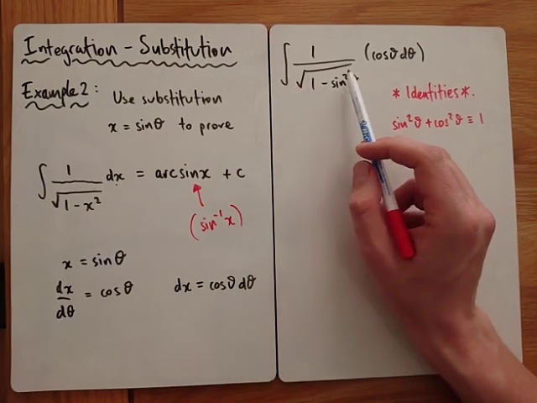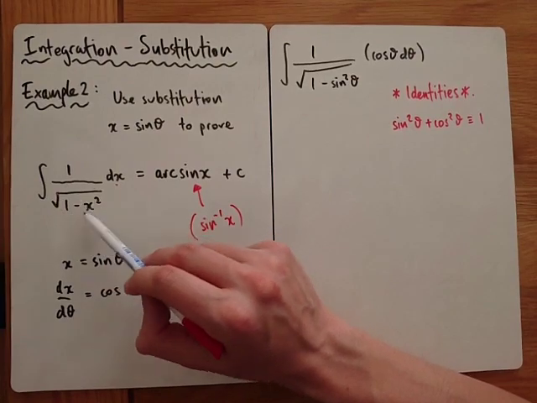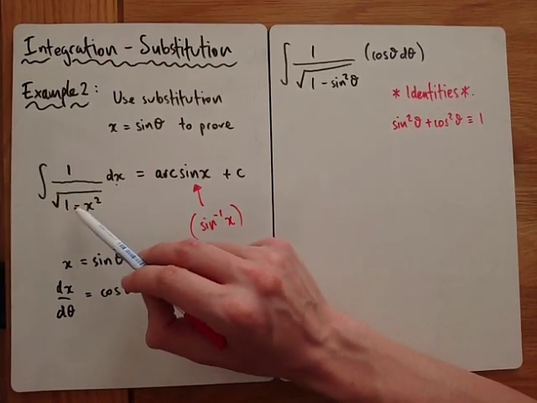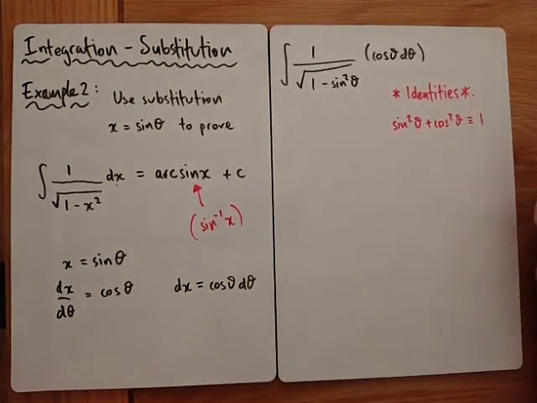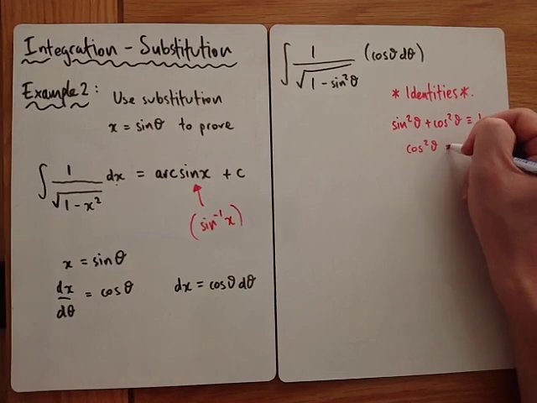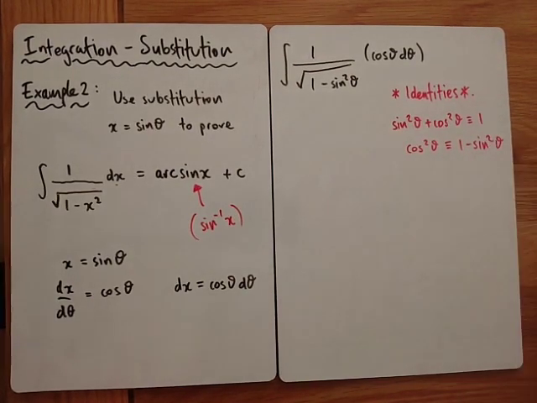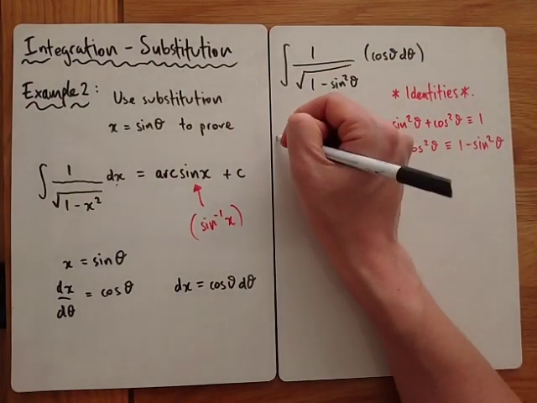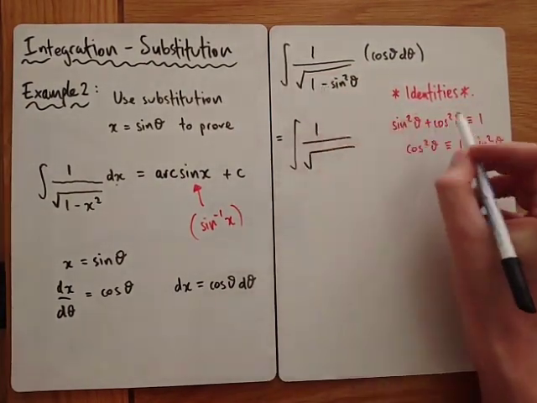Like if you've got a square root of 1 minus x squared, as soon as I see that, I think of a trig identity. It just comes with a bit of practice and a bit of experience. Like that square root of 1 minus sine squared is the same as thinking about the square root of cos squared.